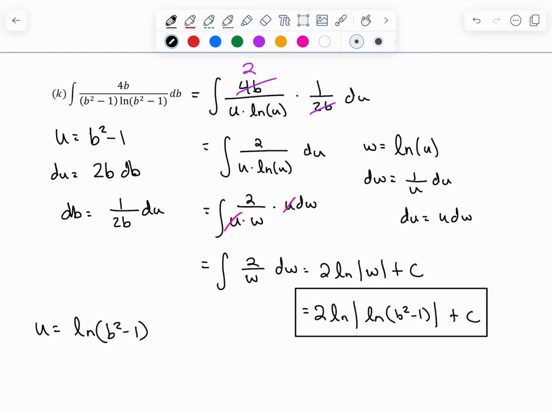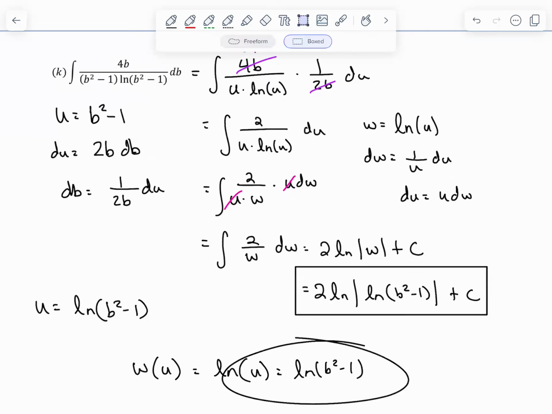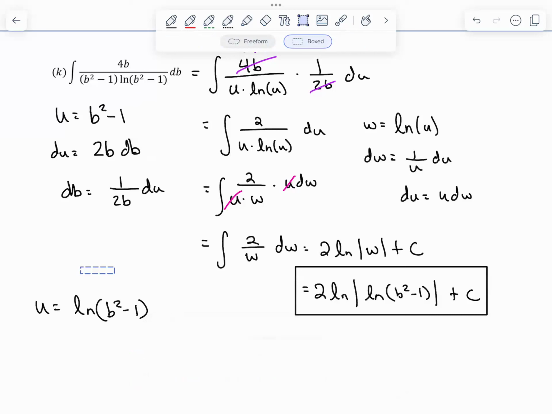Fun fact, what I told you guys is that anytime you do 2 u substitutions, it can be done in 1. And in fact, if you really want to get mathematical about it, it's the composition of your 2 things. So w of u would be ln of u, which is ln of b squared minus 1. That is your function. It's a composition. It's just a fun little observation, but not required. So this will be the better option. Not wrong to do it this way, but it works out. Just have to be okay with getting your hands a little dirty.